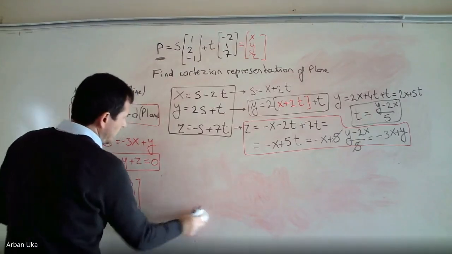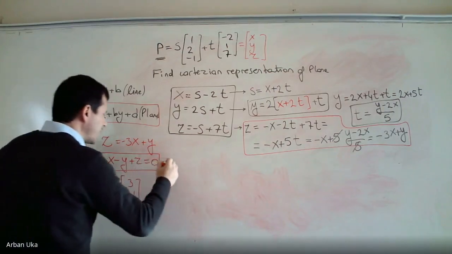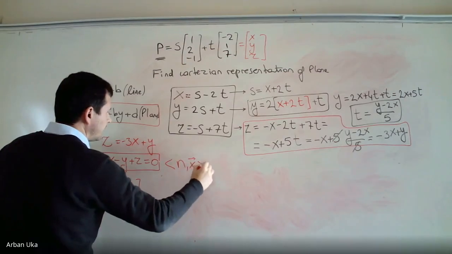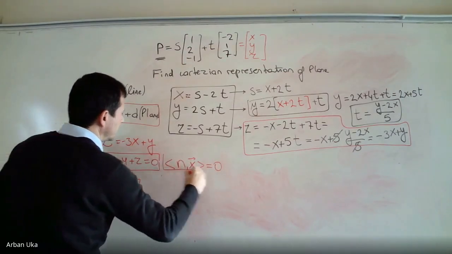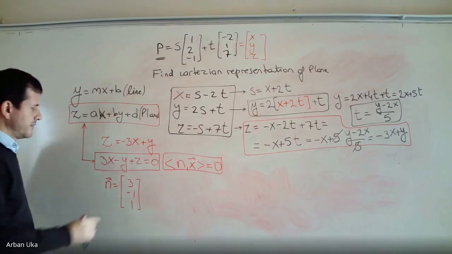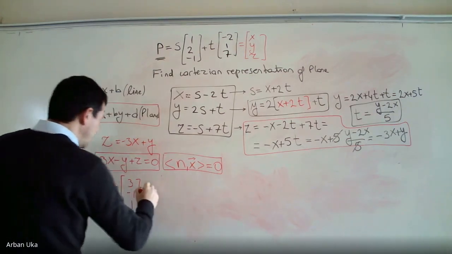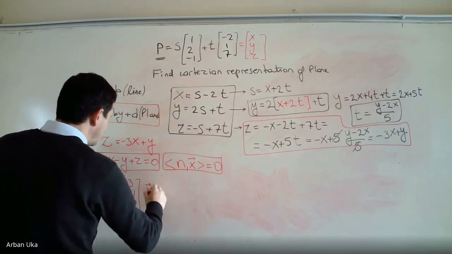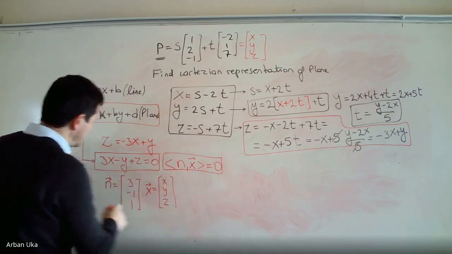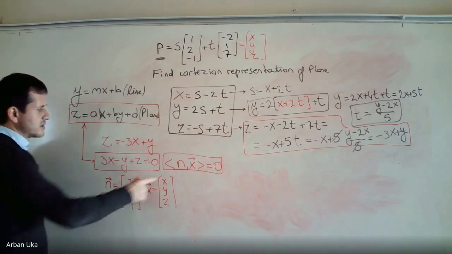And now we can describe this equation by n·x equals 0. These two expressions are equivalent. This expression is equivalent to this because n is the normal vector to the plane and x is the position vector, equal to (x, y, z). This is the inner product.